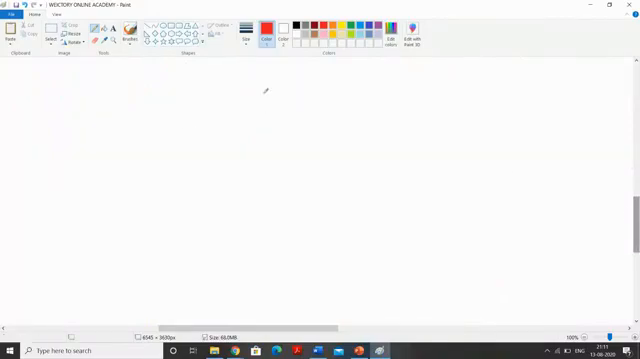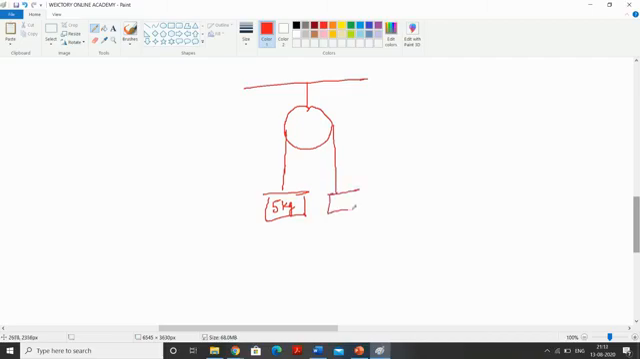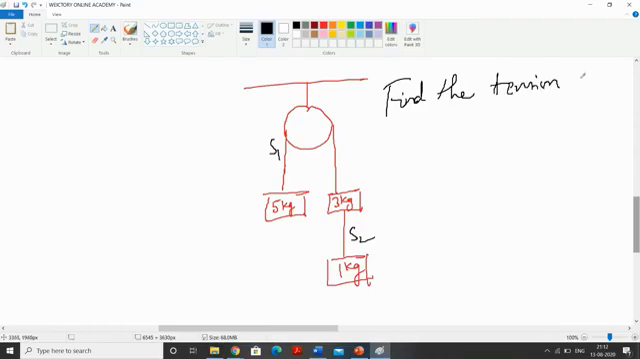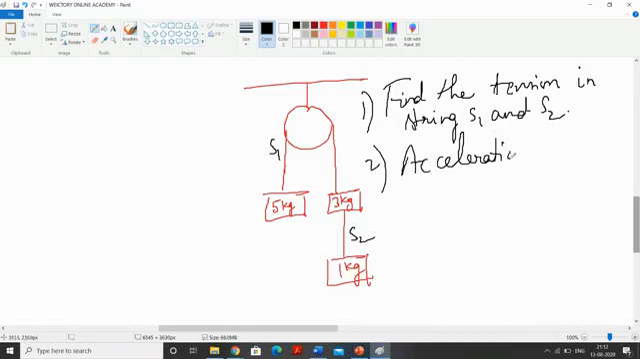Let's solve one other pulley question. So here is a block, let's say 5 kg. This is 3 kg. This is 1 kg. There are two strings. This is string S1 and this is string S2. We need to find the tension in strings S1 and S2. This is the first part. The second part is the acceleration of the system.